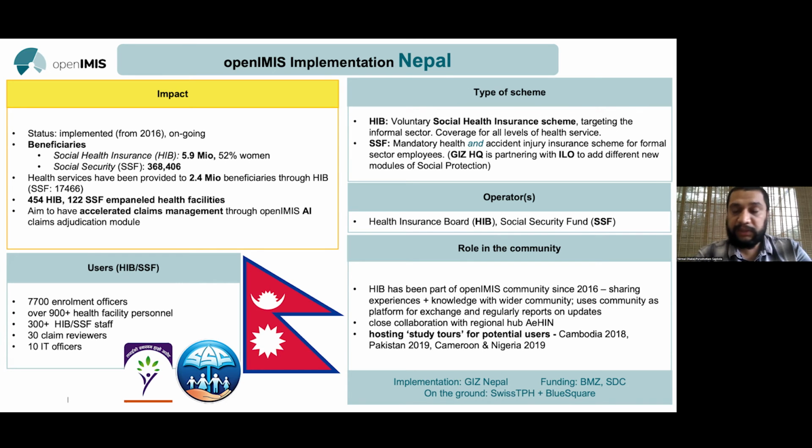In Nepal, there are 7,700 enrollment officers who are using openIMIS daily, and 900 plus health facility personnel who are using openIMIS to handle claims and verify the insurees and so on. 300 plus health facility staff of the Health Insurance Board and SSF are using openIMIS to review the claims and enroll beneficiaries as well. There are 30 plus claim reviewers working to review the claims that are submitted from the health facilities, and 10 plus IT officers working to use openIMIS here in Nepal.